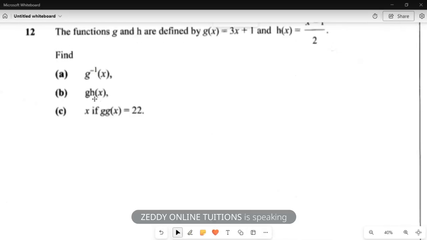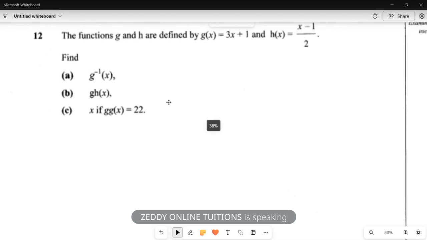Okay. G of H of X, how do you read this? G of H of X. What does this mean? It means in G, where there's X, we put what is in H. G of H of X.